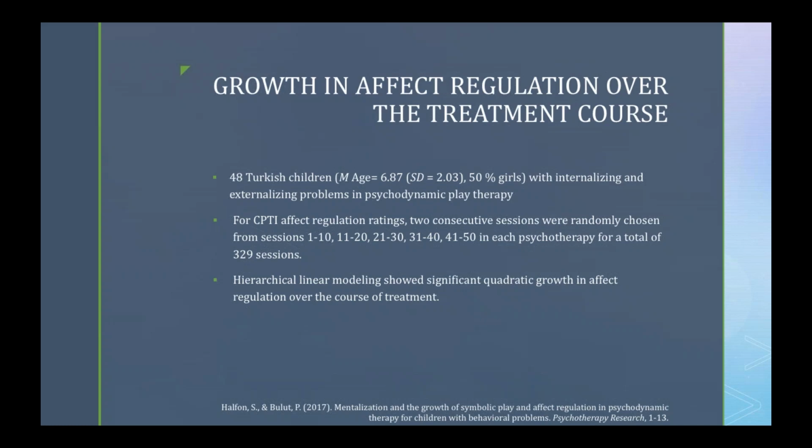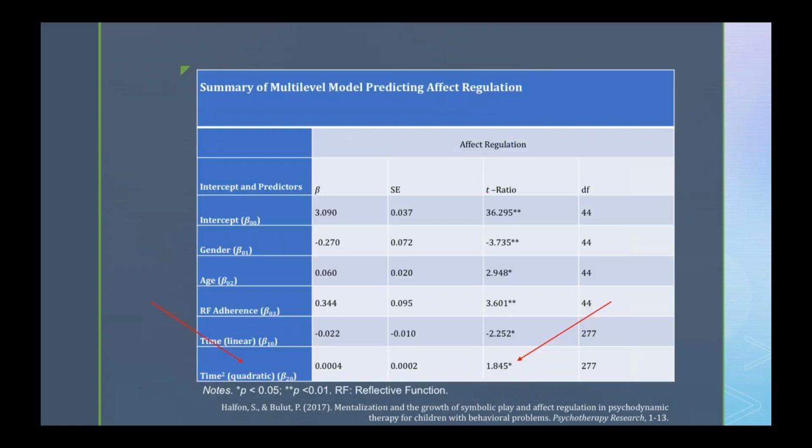You can see their demographic characteristics up on the slide. So we coded 329 sessions from different phases of treatment for children's affect regulation strategies. We found significant quadratic growth in children's affect regulation, meaning it initially decreased, followed by an increase. And this is the multi-level model. If you look at the line most below, you'll see time quadratic is significant, implying quadratic growth over the course of treatment.